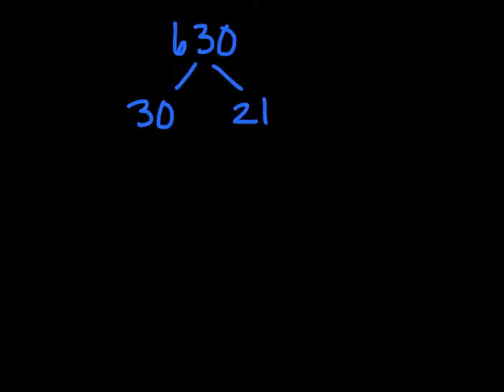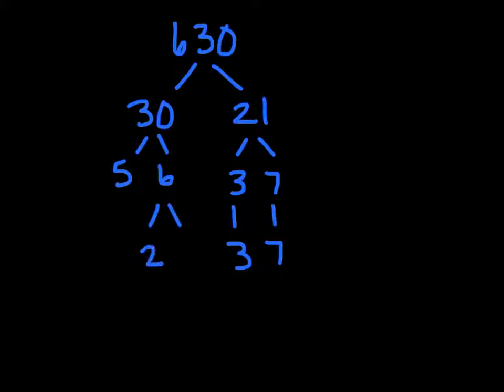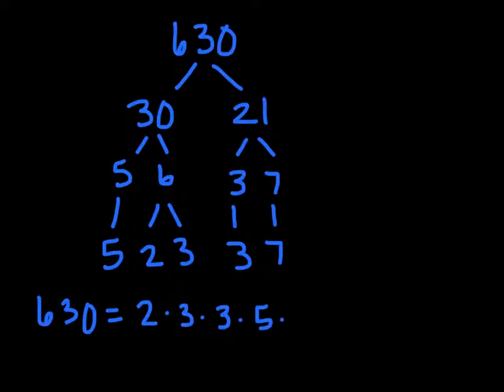Now we factor 30 as 5 and 6, and 21 as 3 and 7. 7 is already prime, so we're simply going to drop that down. 3 is also prime, so we're simply going to drop that down. 6 has two factors, 2 and 3, which are both prime, so we're done with 6. And 5 is already prime, so we simply drop that down. So we would write this now as 630 equals 2 times 3 times 3 times 5 times 7.